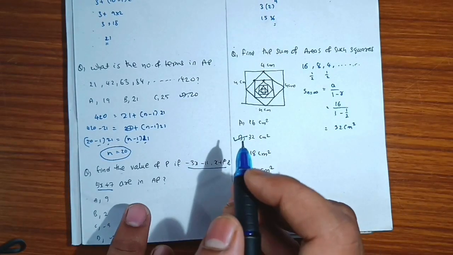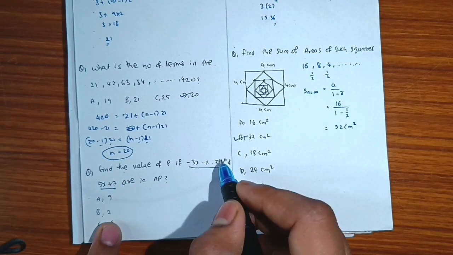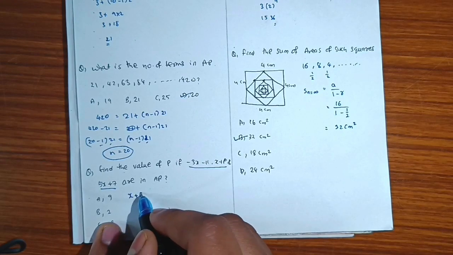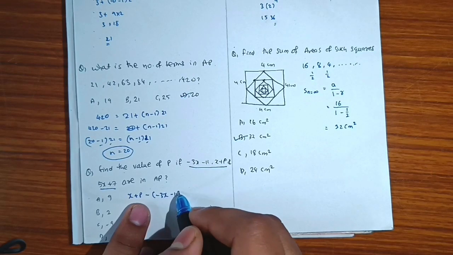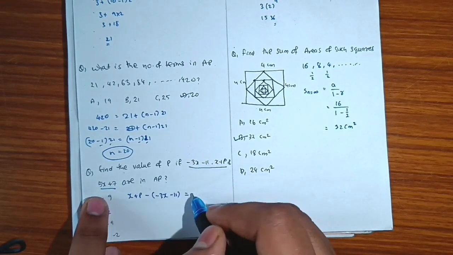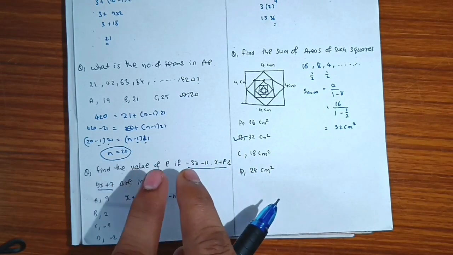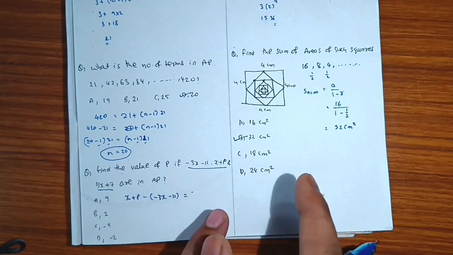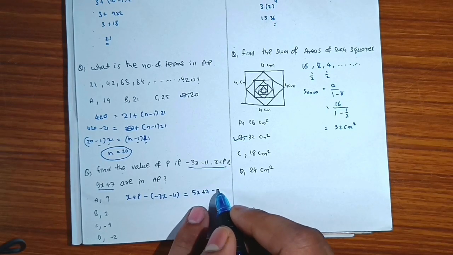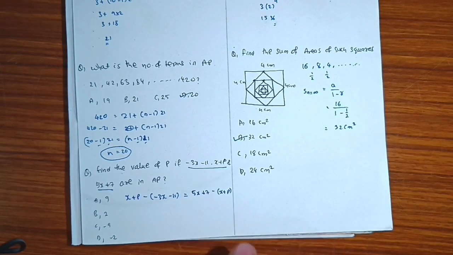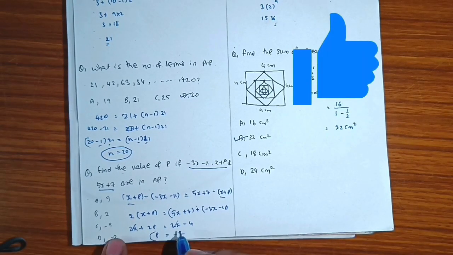Use the differences: the difference of the first two will be equal to the difference of the last two. So x plus p minus of minus 3x minus 11 is equal to the difference of the other two. In an AP, the difference between any two consecutive values will be equal to the difference of the other two. So you need to remember this also: 5x plus 7 minus x plus p. After simplification of this equation, you will get the value of p as minus 2, which is option D.